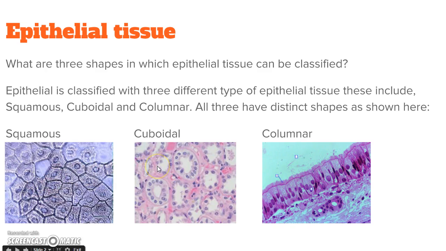And if we go over to cuboidal, it reminds me of a hockey rink because all of these nuclei surrounding the lumen are like the people in a hockey rink, and this would be like the ice where the hockey players skate. And then if we look at columnar, it looks like a bunch of columns and the nucleus is towards the bottom. All 3 have distinct shapes and are very easily identifiable due to their shapes and where the nuclei are placed in the cell shape.